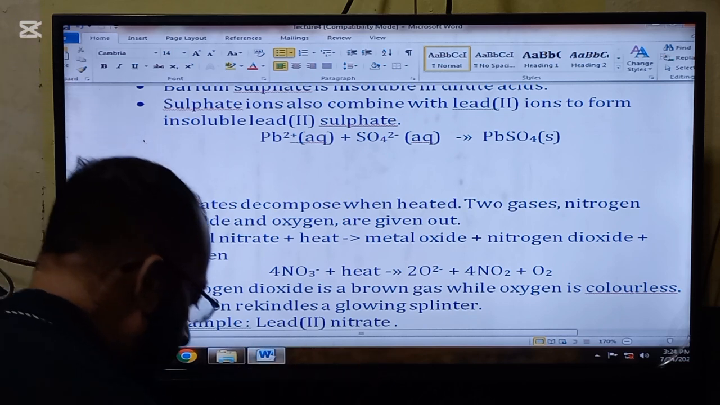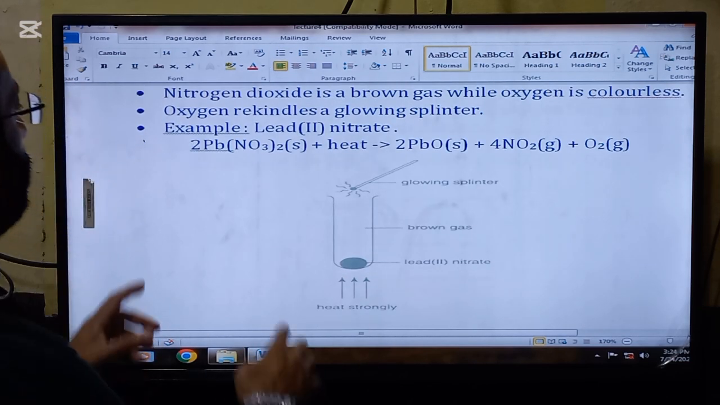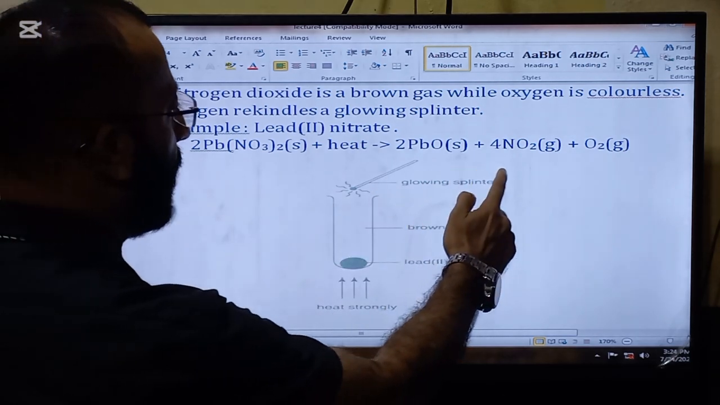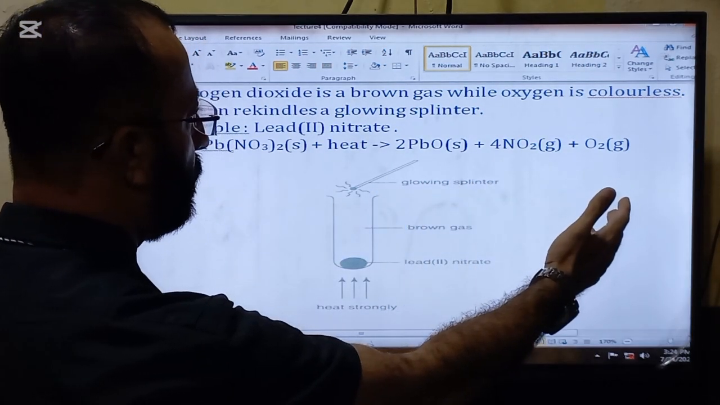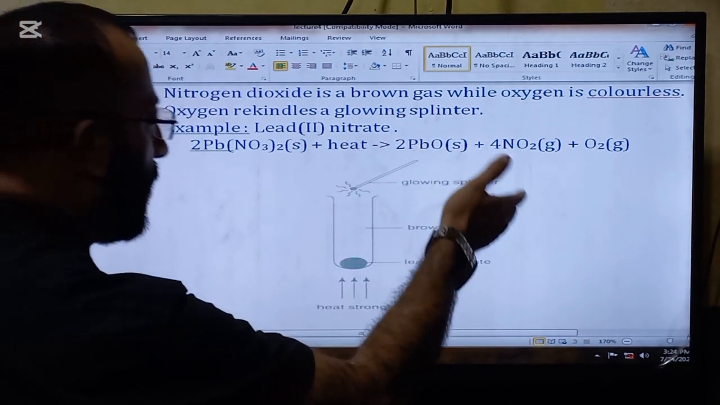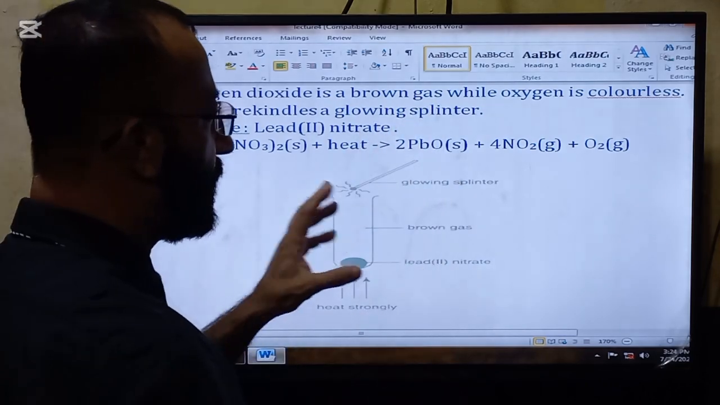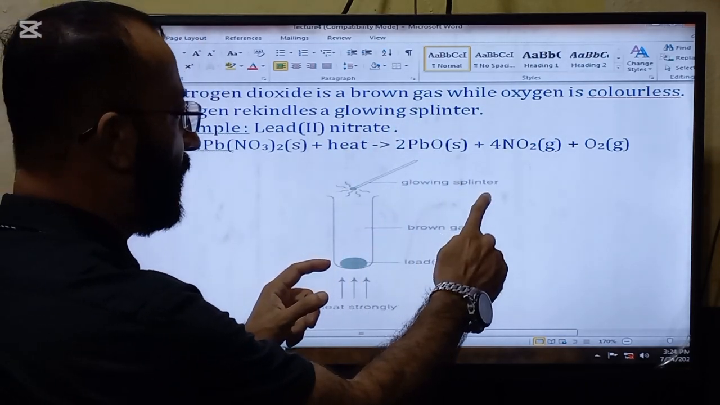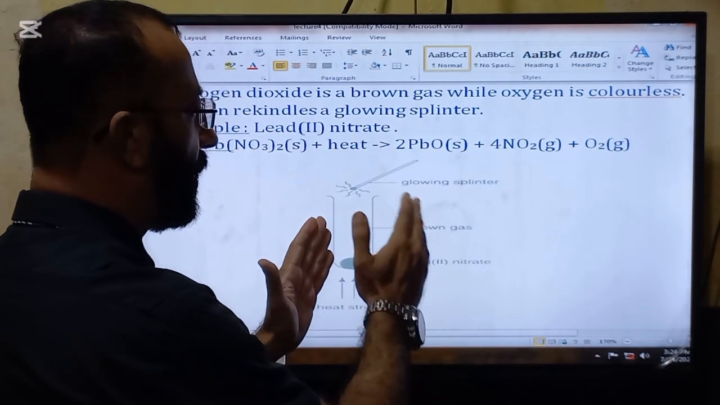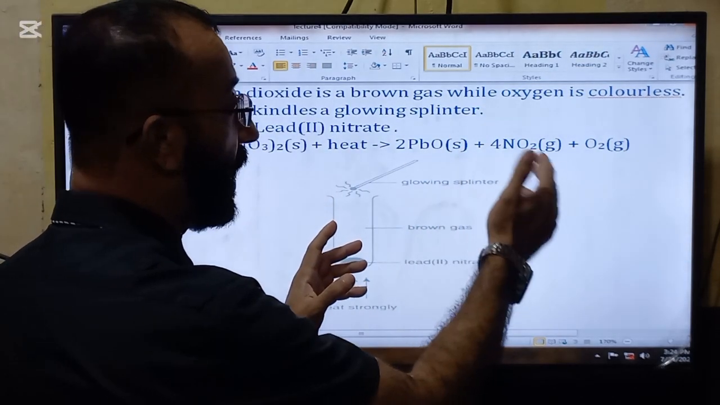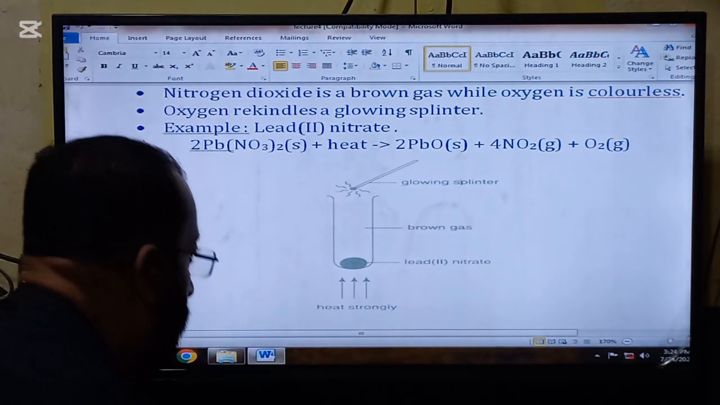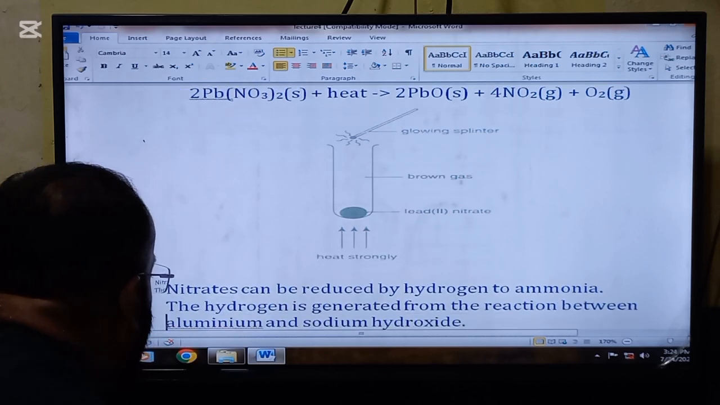So the example is lead nitrate. So look now. When lead nitrate is heated, lead oxide, nitrogen dioxide and oxygen gas are formed. So note two things. If a brown gas is formed, and at the same time the glowing splinter relights, because the brown gas will not relight the splinter, it means oxygen gas is also there. So that will be the sign that the nitrate ion is there. So this is the identification of the nitrate ions.